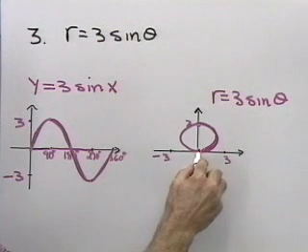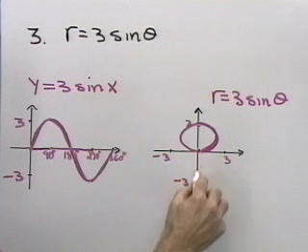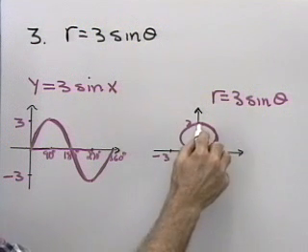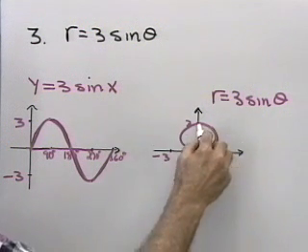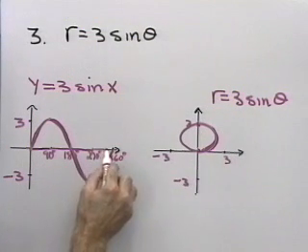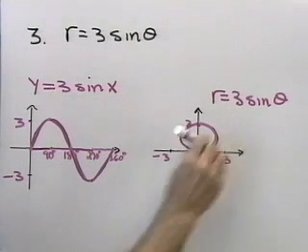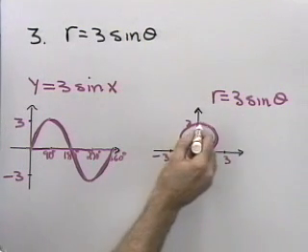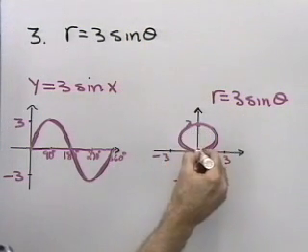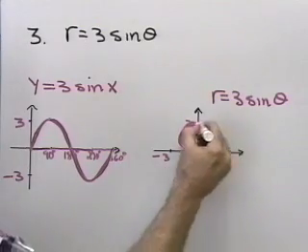So it starts at 0 at 180. By the time I get to 270 right here, I'm up to negative 3. So that swings out this part of the graph again. And then as theta goes from 270 to 360, r goes from negative 3 back to 0. So the graph is a circle.